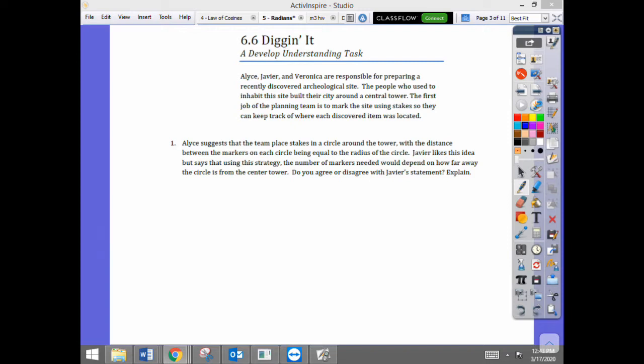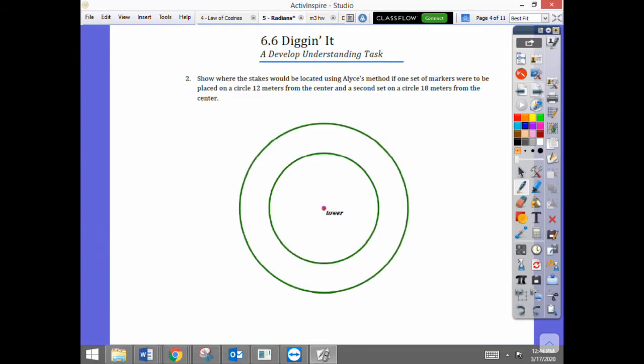So Alice suggests the team place stakes in a circle around the tower, with the distance between the markings on the circle being equal to the radius of the circle. Javier likes the idea. So let's think about it here. If we have the circle here, they have two separate circles. So think about the inner circle. It has a radius right here. If we were able to take that radius and place it around the circle, so kind of going around the circle, how far would that go?